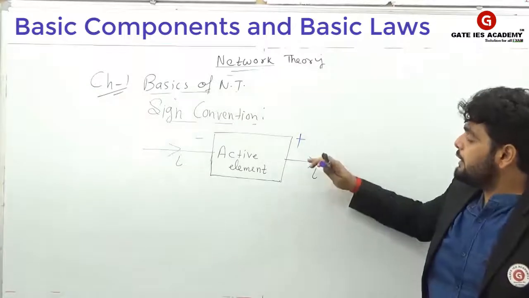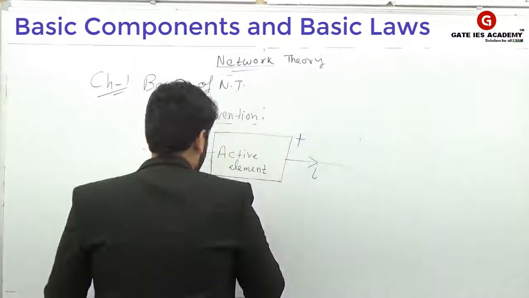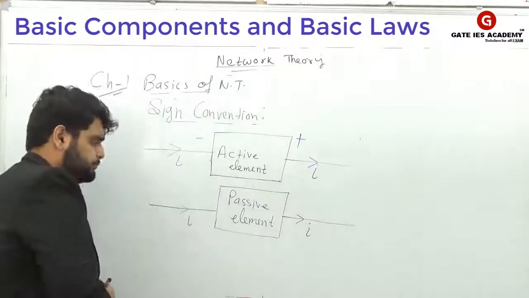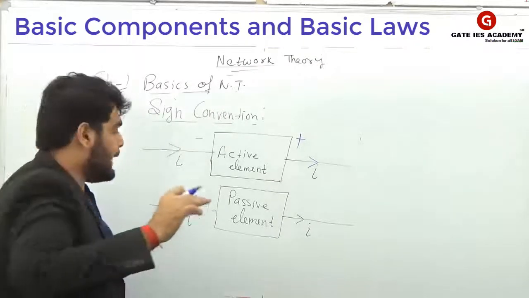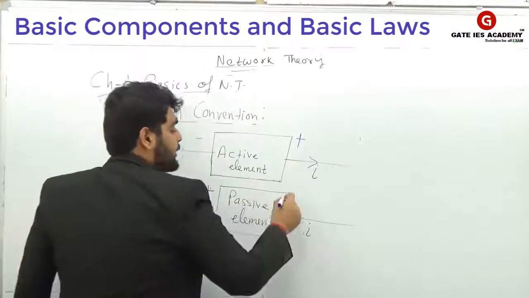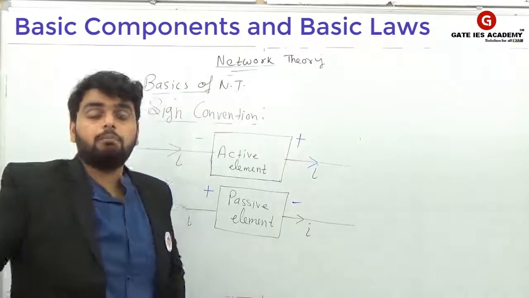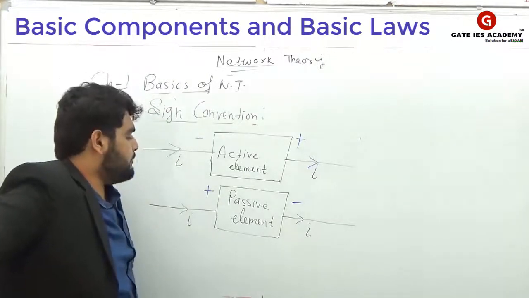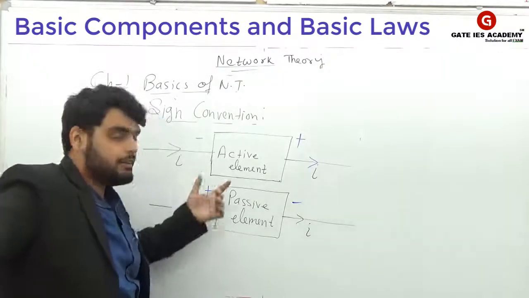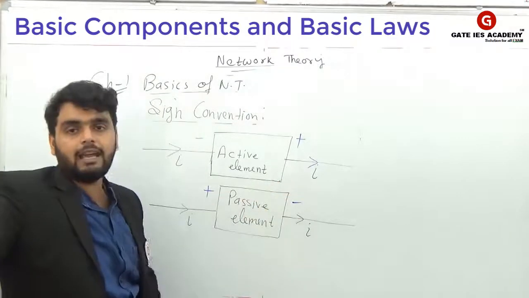जिस टर्मिनल से करंट लीव करेगा वो मेरा टर्मिनल क्या होगा? पॉजिटिव होगा. Similarly, passive element. So in a passive element, the terminal at which current enters will be a positive terminal, and the terminal from which it leaves will be a negative terminal. Okay, so in a passive component or passive element like R, L, and C, always remember the terminal at which current enters will be the positive terminal, and the terminal from which it leaves will be the negative terminal.